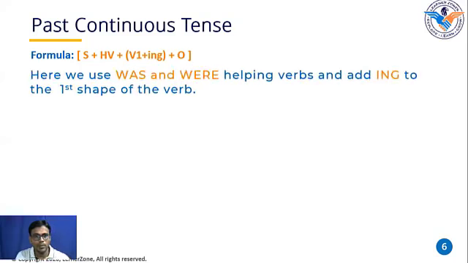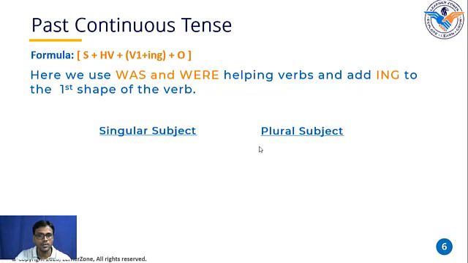So the definition of this past continuous tense is, here we use was and were as helping verbs and add ing to the first shape of the verb. Ing can be added only to the first shape of the verb. Okay? We cannot add ing to the second shape or to the third shape of the verb. Remember that. And adding ing will take place only when the tense is continuous. The work is in progress. It is ongoing. Okay? It is a continuous process. So let's see.